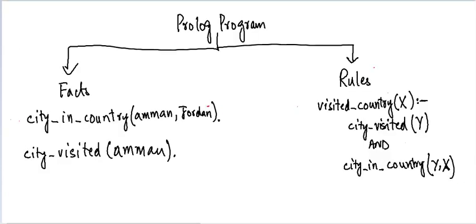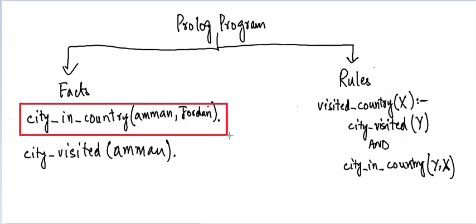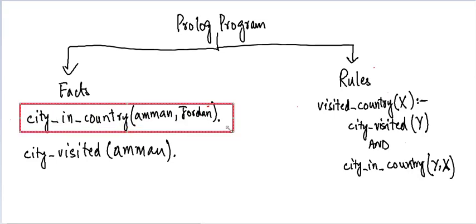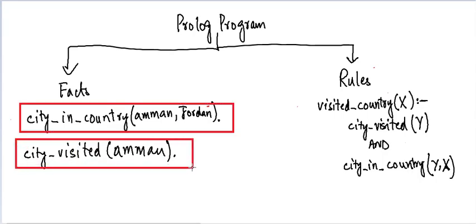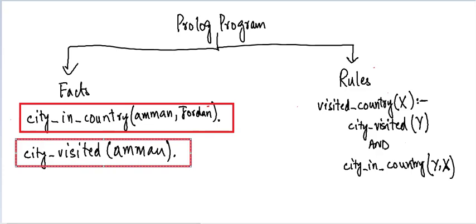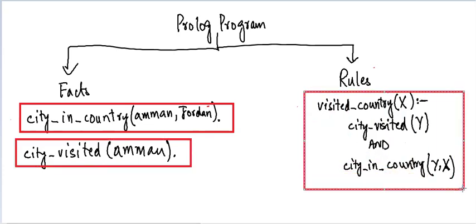Let's try and understand a few terminologies. This fact completely can be called a clause. This is another clause. And this rule here completely can be also called a clause, meaning that facts are also clauses, rules are also clauses. Okay, so let me explain a few more terms.